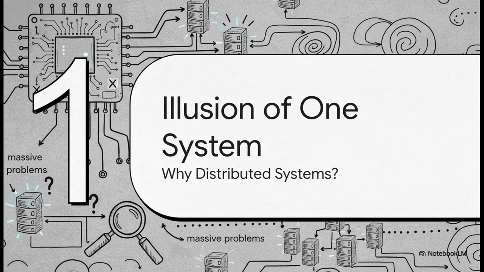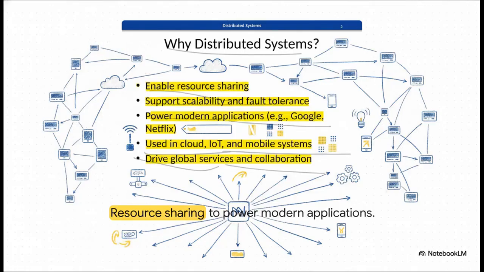Section 1. The illusion of one system. Why distributed systems? All right, to really understand this architecture, we have to ask why it was built in the first place. Well, distributed systems are the vital foundation for things you use every single day. Cloud storage, IoT devices, global mobile networks. By linking up multiple machines, they allow for massive resource sharing. Plus, they give us the insane scalability and fault tolerance needed to power modern apps like those Google and Netflix services we just mentioned. They drive global collaboration on a scale that one single machine simply couldn't handle.